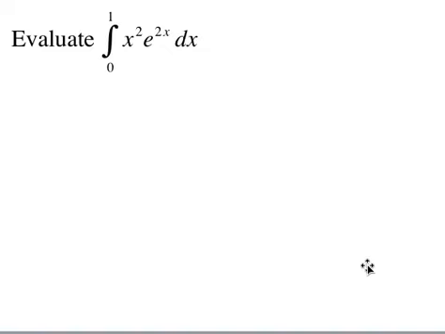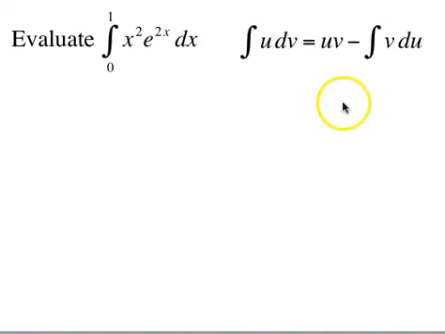Our next question is a challenging one. The integral from 0 to 1 of x squared e to the 2x dx. This is going to require integration by parts. I'm going to choose to ignore the endpoints until I'm finished taking the antiderivative. Reminding us of the integration by parts formula, the integral of u dv is uv minus the integral of v du.